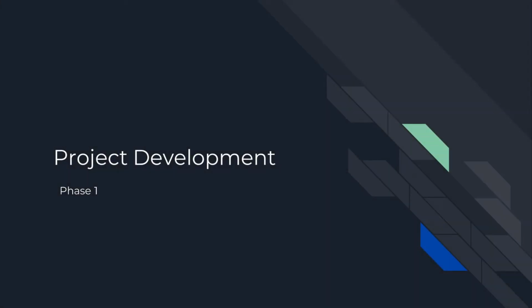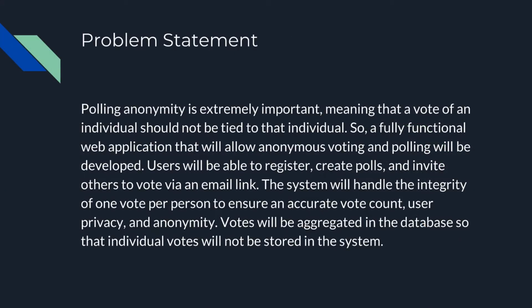All right, so I'll start us off with Phase 1 project development. First, we have our problem statement, which is polling anonymity is extremely important, meaning that a vote of an individual should not be tied to that individual. So a fully functional web application that will allow anonymous voting and polling will be developed. Users will be able to register, create polls, and invite others to vote via an email link. This system will handle the integrity of a vote per person to ensure an accurate vote count, user privacy, and anonymity. Votes will be aggregated in the database so that individual votes will not be stored in the system.